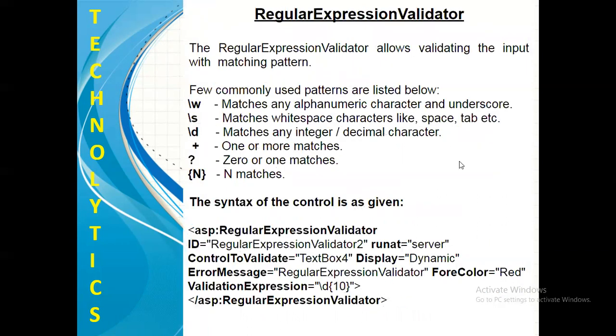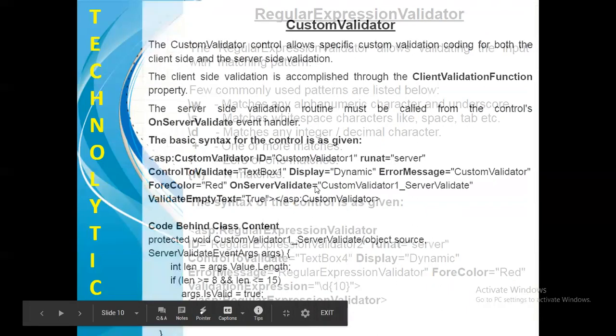The next validator is the regular expression validator. Basically, we use this validator to check whether an email address is entered in the proper format, or a mobile number is entered with 10 digits, etc. So for example, if you consider \d, you can write \d as a pattern, and it will match any integer or decimal character. The question mark will check whether 0 or 1 matches are there. In the curly braces, you can specify certain numbers so that it will check for that many input characters. The syntax is given below. We'll be using it practically.